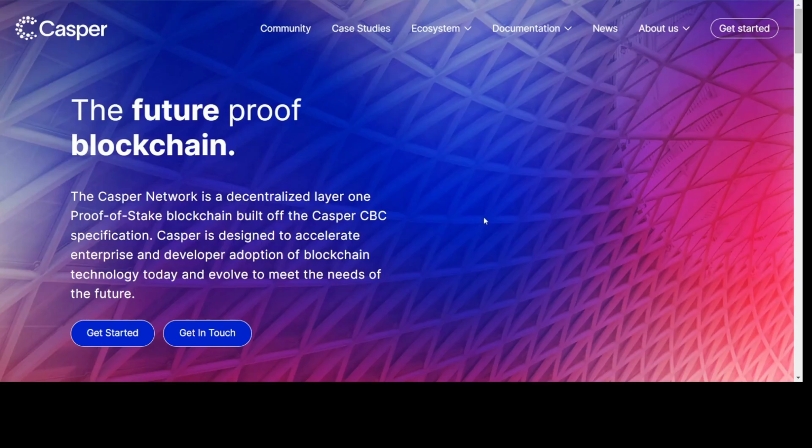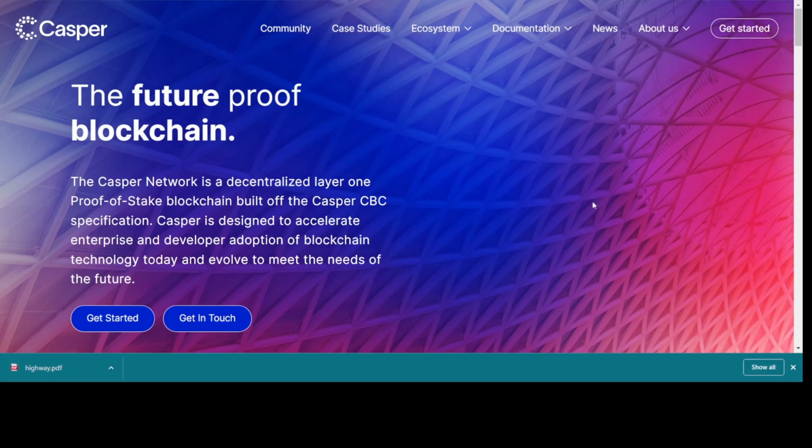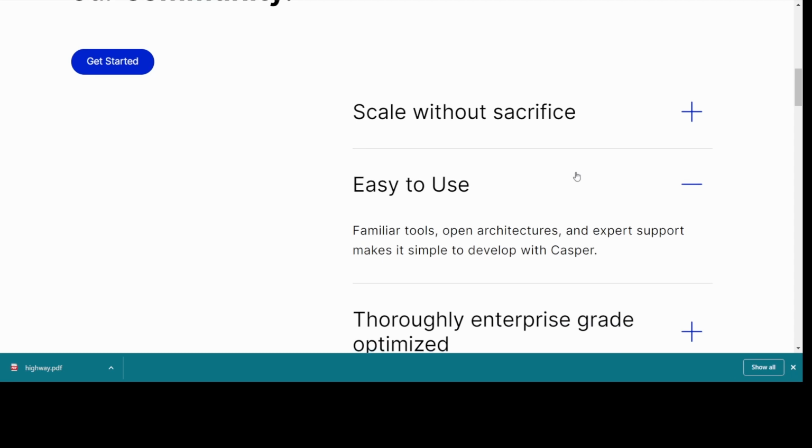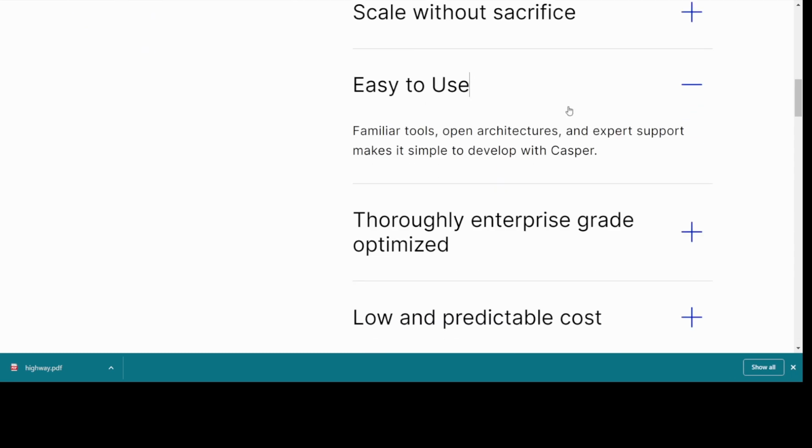Okay, so Casper is a future-proof blockchain. This is a decentralized layer 1 proof of stake blockchain that's built off of the correct by construction specification. Casper is designed to accelerate enterprise and developer adoption of blockchain technology for today and also evolve to meet the needs of the future. So some key attributes of Casper: it's very scalable. So this is a truly scalable blockchain designed for real-world speed and security with very low and sustainable energy use. It's also very easy to use. There's multiple tools when creating on Casper, and it's actually built on WebAssembly, so you have multiple SDKs on here.